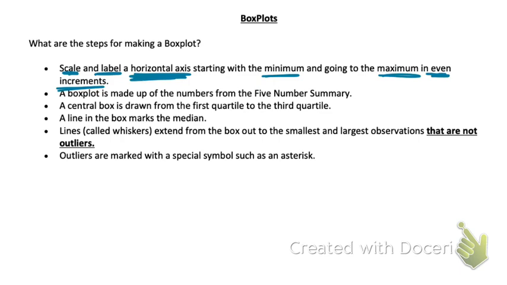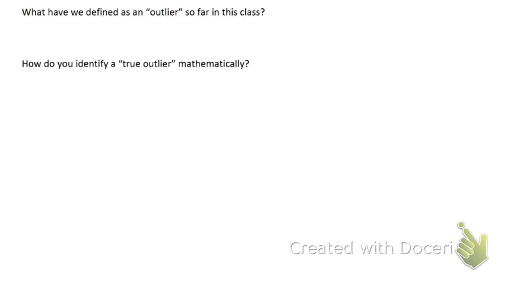A box plot is made up of the numbers of the 5-number summary. A central box is drawn from the first quartile to the third quartile. A line in the box marks the median. Lines called whiskers extend from the box out to the smallest and largest observations that are not outliers, and then outliers are marked with a special symbol or asterisk. That's it. Any questions? Don't worry, we're going to make several box plots on Monday, so it's going to be fine. But before we do that, we're going to talk about how to identify something as an outlier.